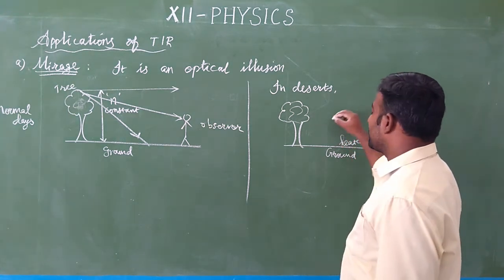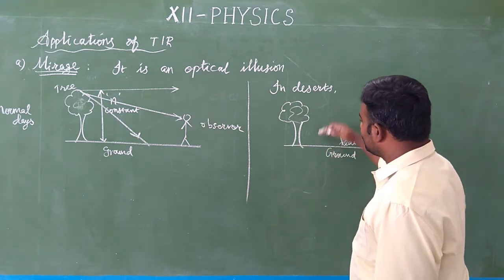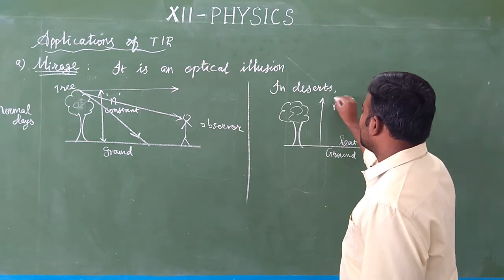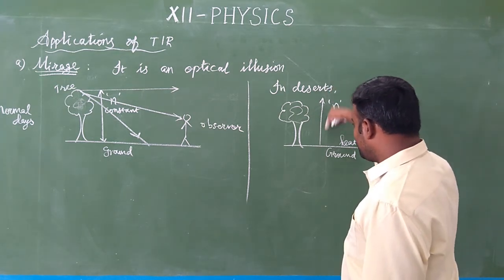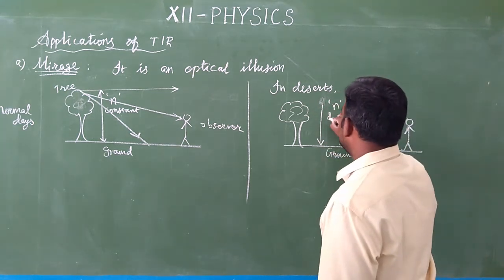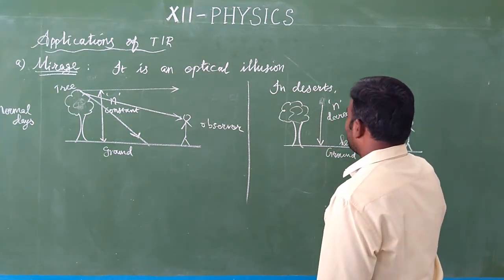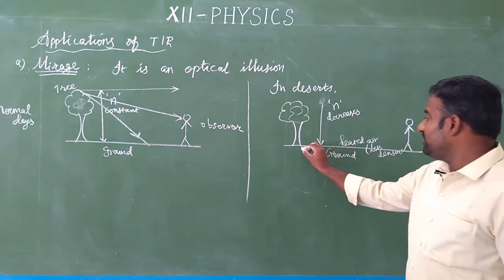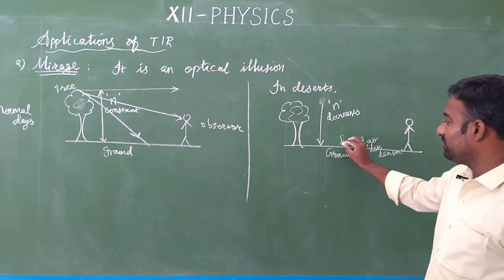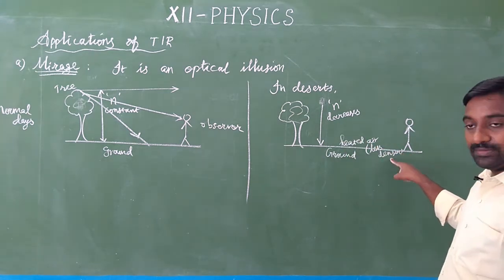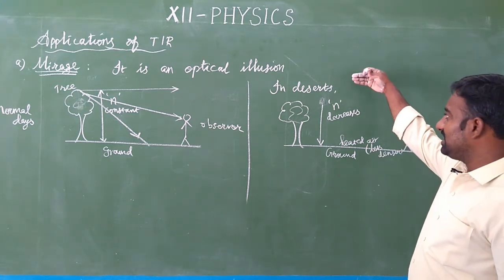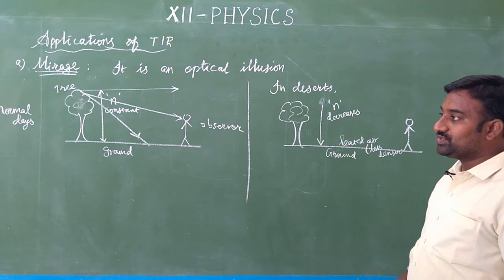So the cold air is located above. So from the ground, when it goes higher above the ground level, the refractive index gradually increases. But from the tree to the ground, the refractive index decreases. Okay, I repeat once again. Very close to the ground, the sand is heated directly by the sun. So very close to the ground, the air medium gets heated, so it becomes less dense, and the region above this is highly dense. So from the tree level to the ground level, the refractive index gradually decreases.